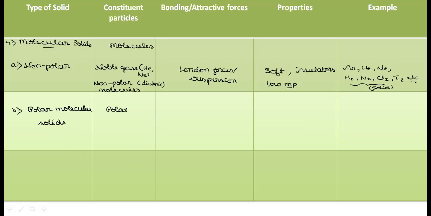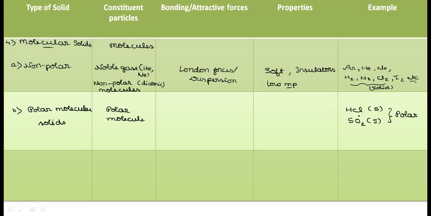The constituent particles will be the polar molecules. That means the molecule in which there is a permanent dipole moment, such as H2O, that is ice, we can take, or any suitable polar molecule in the solid form. But ice we cannot take here because it has a special dipole-dipole interaction, hydrogen bond. Apart from that, we can prefer any other polar molecules. For example, if we take HCl in the solid form, SO2 in the solid form, they are all polar molecules.